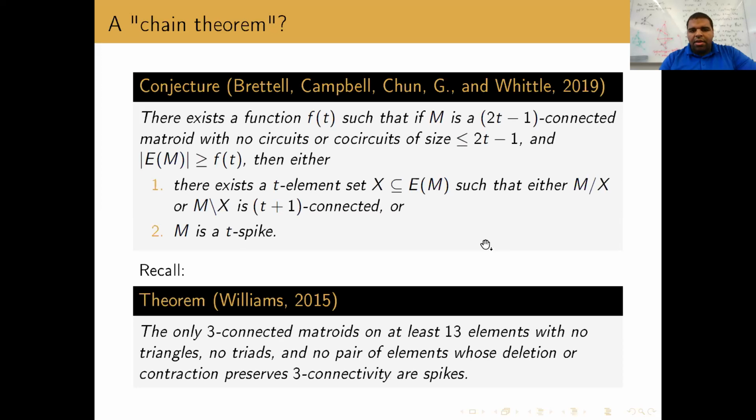And circuits of size at most 3, so no triads, no triangles, etc. So I've got a chain theorem here in quotation marks and also a question mark. So this is perhaps a bit of wishful thinking, just based on the fact that this result was true in the traditional two-spike case. But it seems perhaps plausible. But the less sure I am of conjectures, the more question marks I'm going to put.